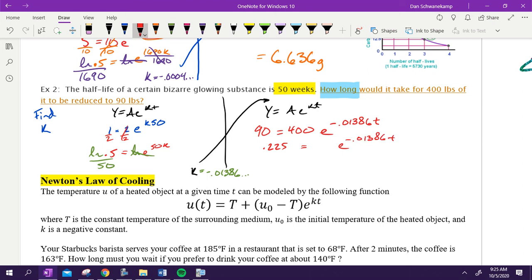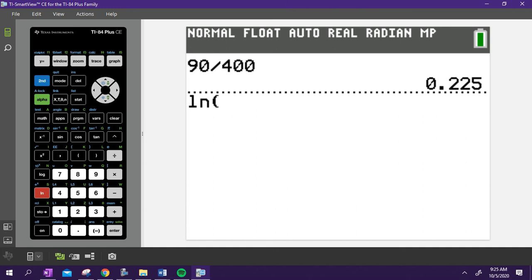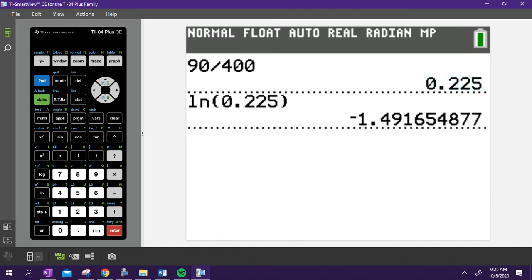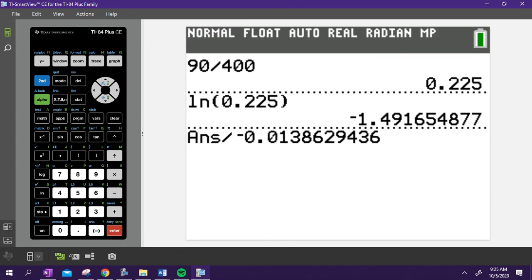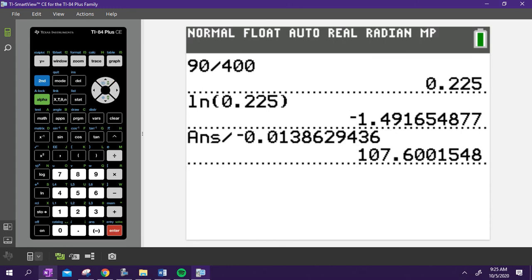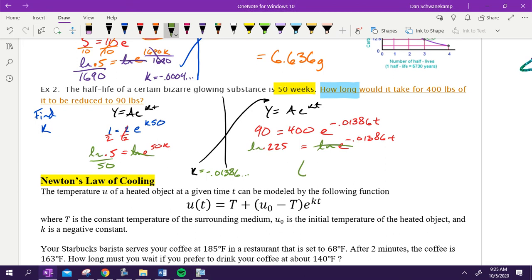Then what, Abby? ln, good. We're going to take the natural log on both sides. That's going to cancel. So the natural log of that number right there, and then I'm going to take that number and divide it by our k value. Take it and divide by that. That is going to be my time, 107.600. t equals 107.600 weeks. That's not years, that's weeks.